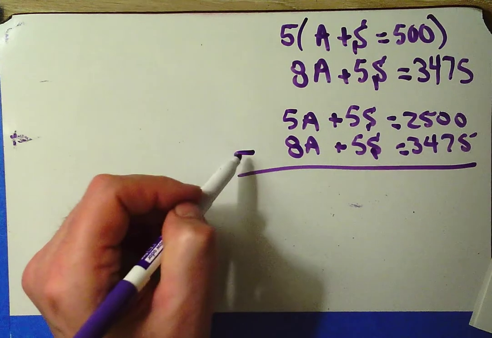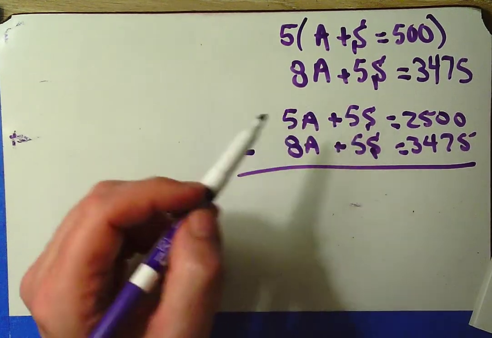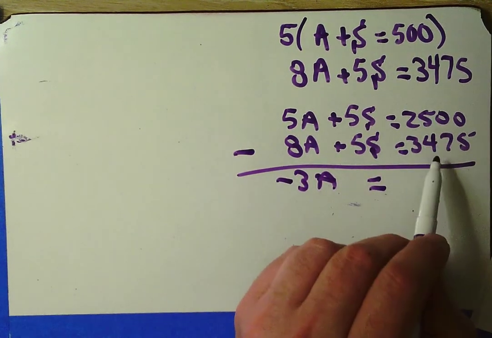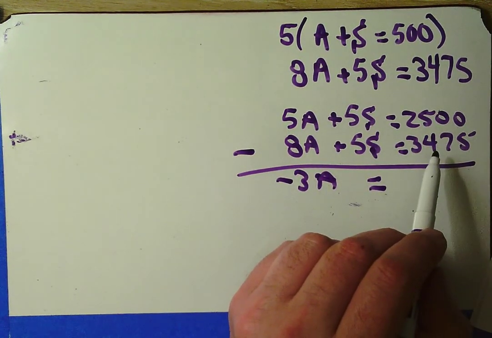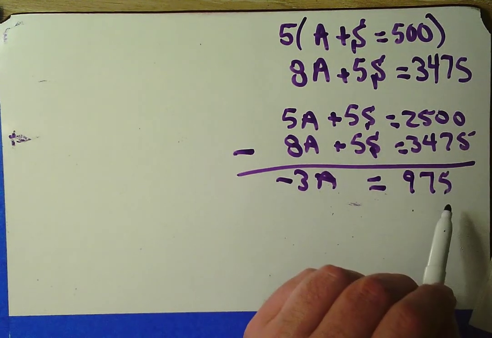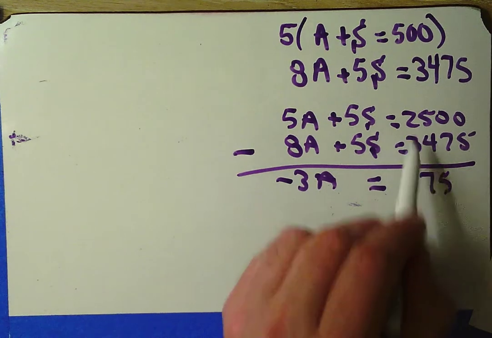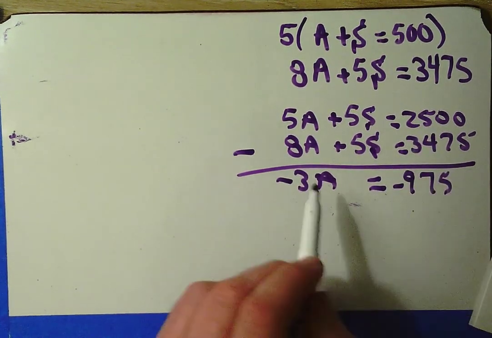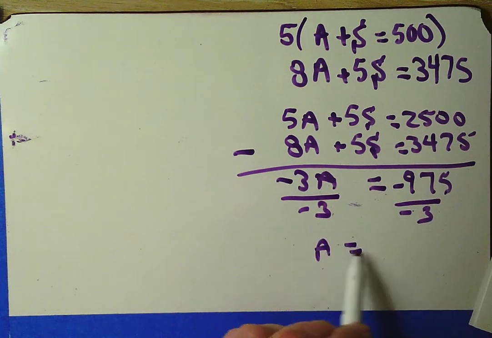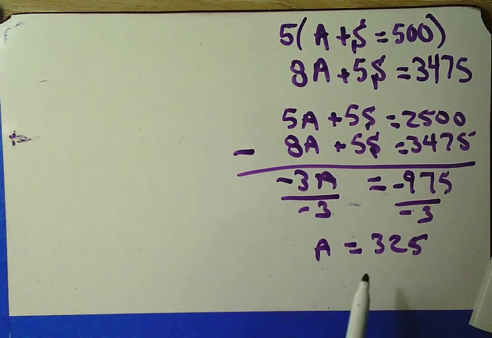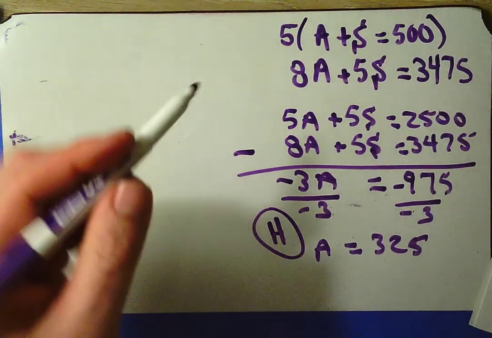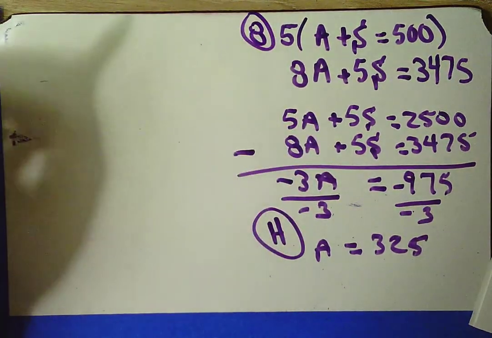Well, when I subtract, because these are the same, I'm going to have minus 3a, and over here when I subtract, I'm going to get 975. Negative, because this number is bigger than that. Then I'll divide both sides by -3, and I'll find out that a is 325. I have 325 adult tickets, and that corresponds to choice H for problem number 8.